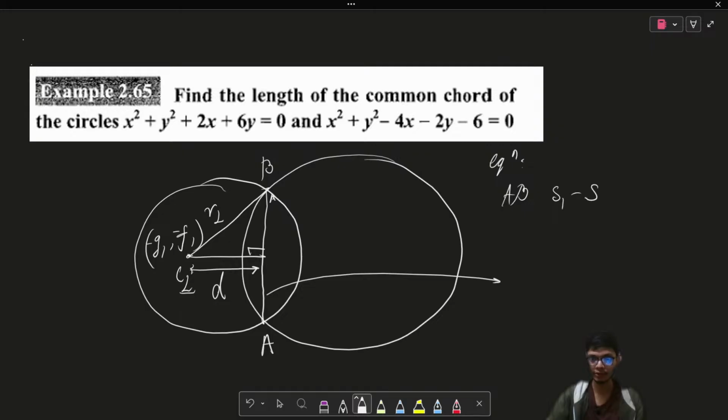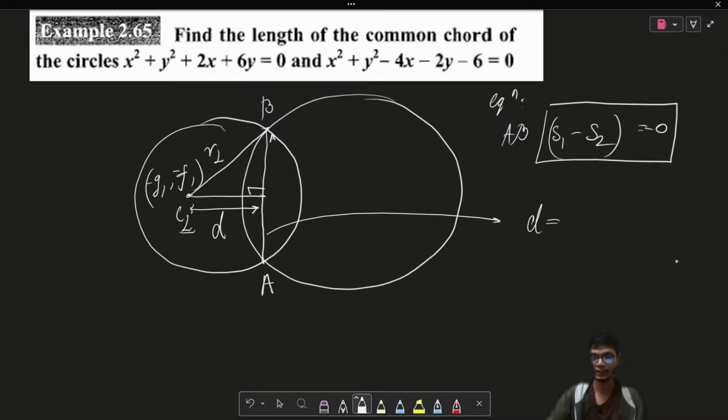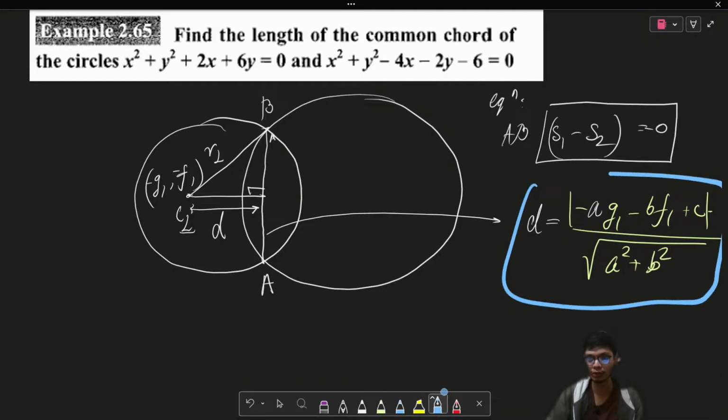The equation of the common chord can be taken as S1 minus S2 equals 0. This will give you the equation of the chord, and from this we can use the condition of perpendicular distance of a line and a point. We can find this particular distance d. As we have already studied, if the equation of the line comes as ax plus by plus c equals 0, then with our point (-g1, -f1), the distance is the modulus of a times (-g1) plus b times (-f1) plus c, divided by the square root of a square plus b square.